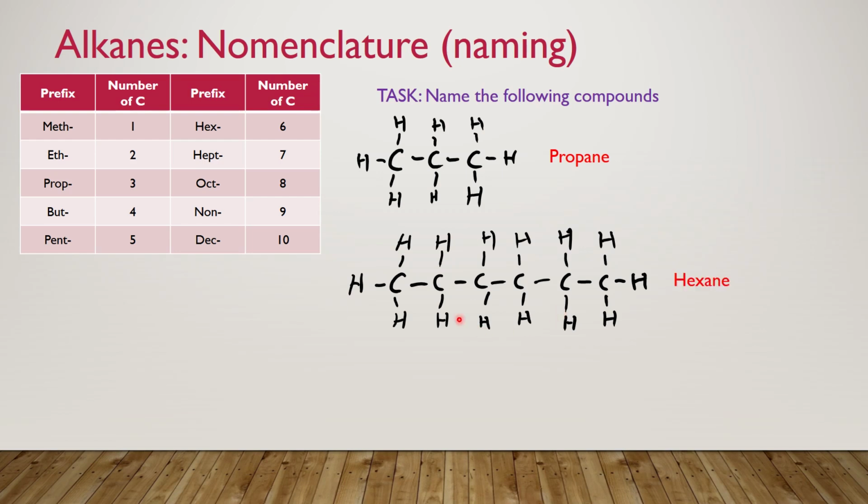Okay, so we can see that we have 1, 2, 3, 4, 5, 6 carbons in our chain. So we're looking at using the prefix hex. We've used hex and then joined on ane on the end because we are looking at the alkane family.